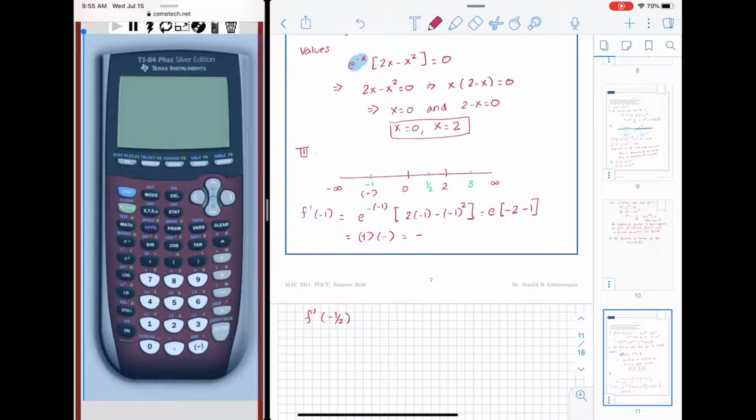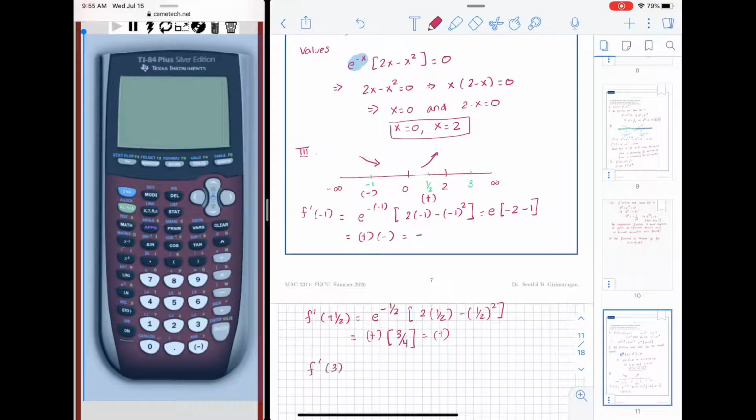Now we pick positive 1/2. So e raised negative half, 2 times half minus 1/2 squared. An exponential is always positive. 2 times 1/2 is 1. 1/2 squared is 1/4. So I would have 3/4, which is a positive number. So I'm going to get a positive number. So positive. Function is decreasing here, increasing there.